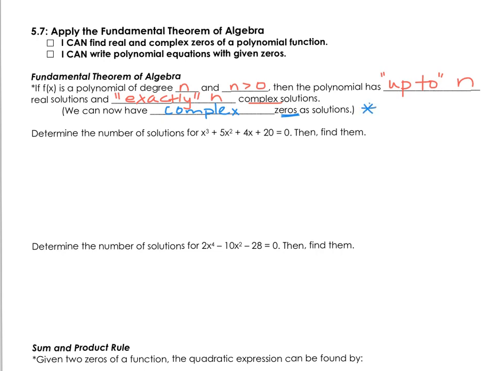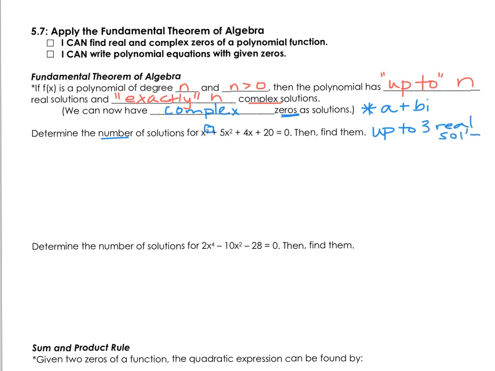Anything that's a complex number, remember, was written in the form a plus bi. Determine the number of solutions for the cubic function and then find them. To determine the number of solutions, we look at the degree of the polynomial. And in this cubic function, the degree is 3. What this means is there are up to 3 real solutions.